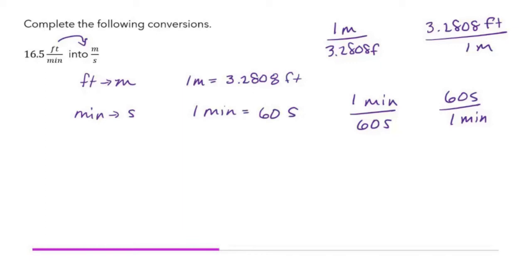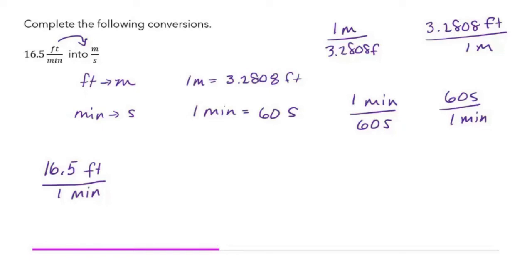As with every other conversion problem, we're going to start with the original value, 16.5. Here I'm going to be very clear that feet is in the numerator and minutes are in the denominator. In fact, 16.5 feet per minute means that there are 16.5 feet for every 1 minute of time. So I prefer to put a number in front of minute to be very clear that there is a quantity here. Let's start chaining together our conversion factors.